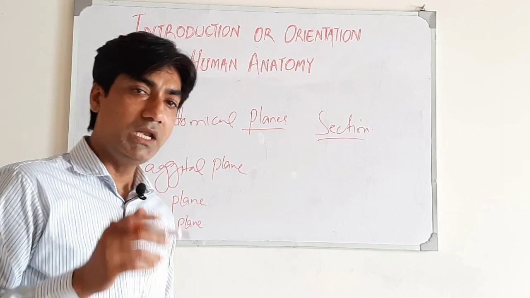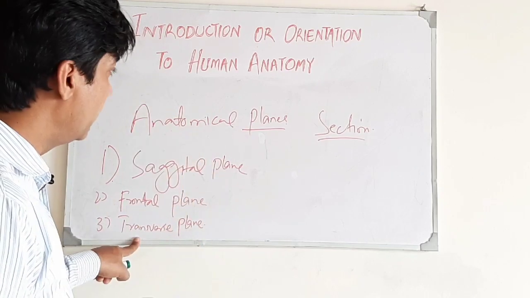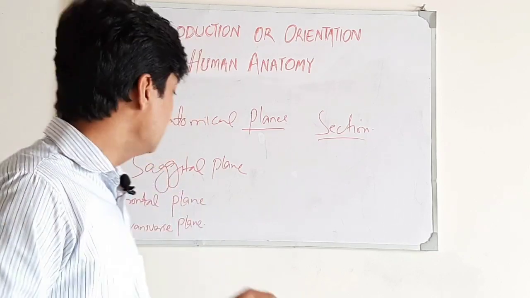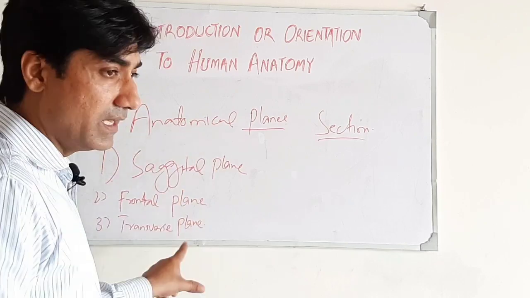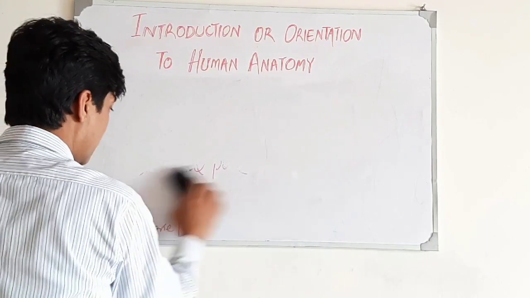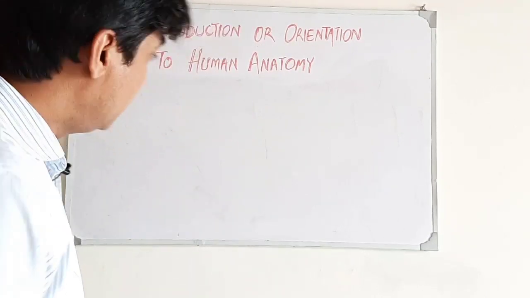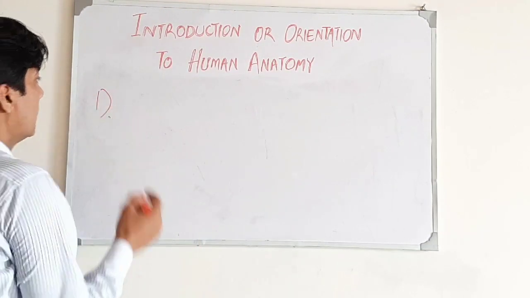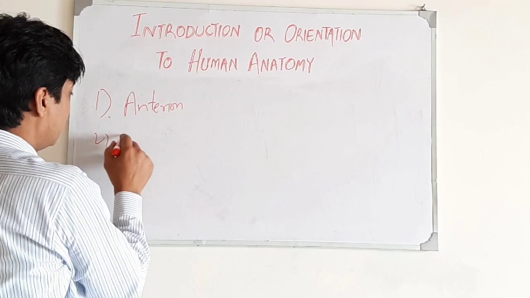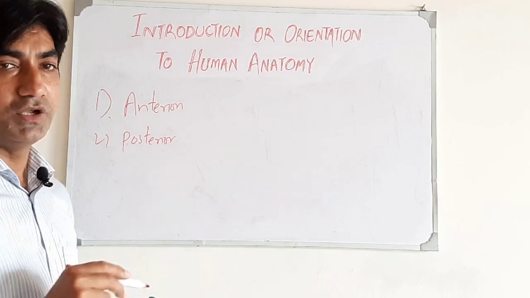Before we go into detail on the sagittal plane, frontal plane and then transverse plane, we should discuss the basic directional terms so we can easily understand these planes. So now we have to move to directional terms. What are the directional terms? We will discuss them one by one. First of all, the directional terms are anterior, and second is posterior. What is anterior and what is posterior?